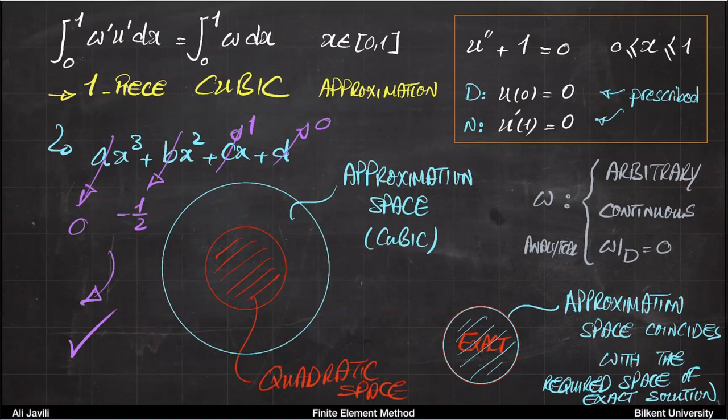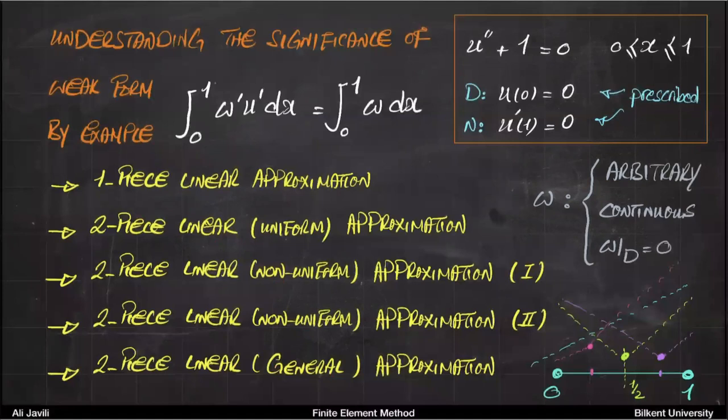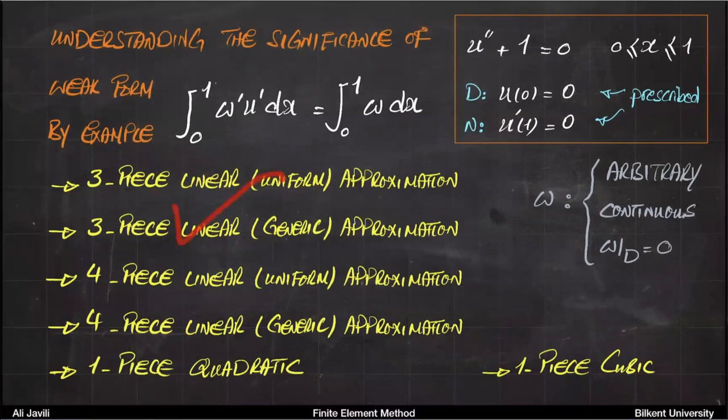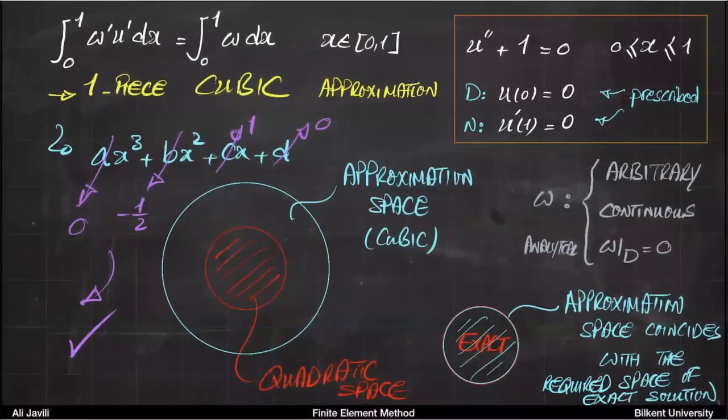But I think you have the generic picture now. You have the big picture. We played with this exercise for a couple of lectures now, and we did one-piece linear, two-piece linear, three-piece linear, four-piece linear, one-piece quadratic, and then if you do one-piece cubic, which is very short and simple to do, you can see that basically you recover the one-piece quadratic solution, which makes a lot of sense because your approximate space is large enough, is rich enough, so that it contains the exact solution.